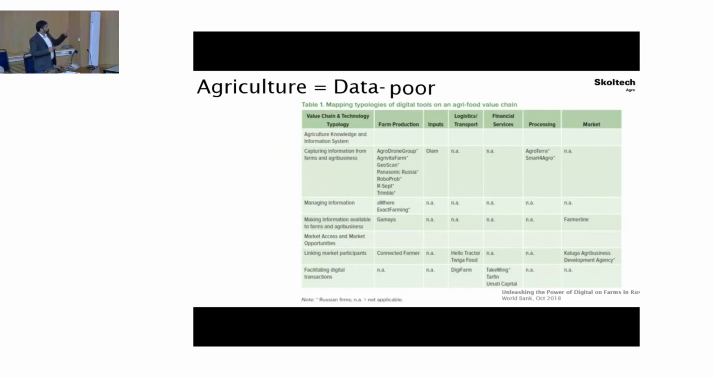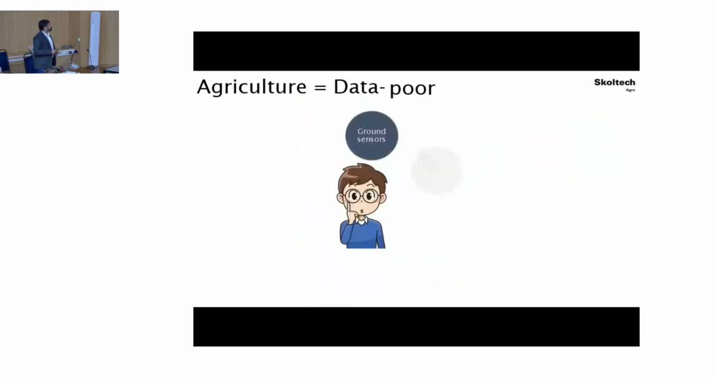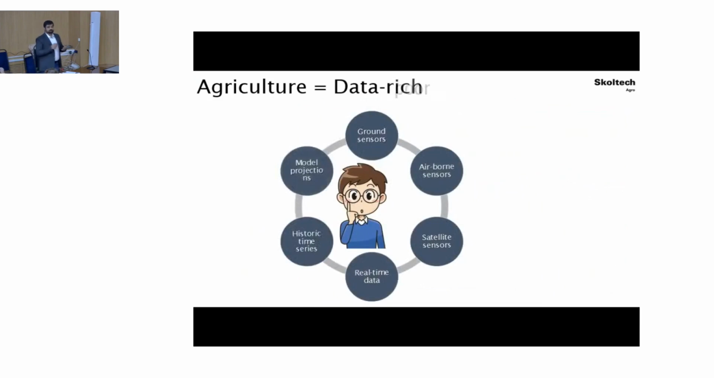And a few years before this report came out, there were not this many companies working on the digital aspect of agriculture. But you see that a lot of companies work on capturing information from the farms, right? So you have sensors in the ground, you have sensors on drones, you have remote sensing from satellites, you have real-time data, you have data from historic records that have been noted down by agronomists for maybe 20, 30, 40 years. And then you also have these scientific models that give you projections about the crop growth.